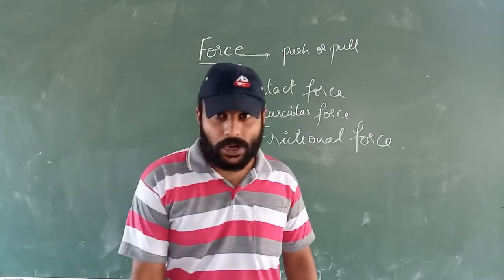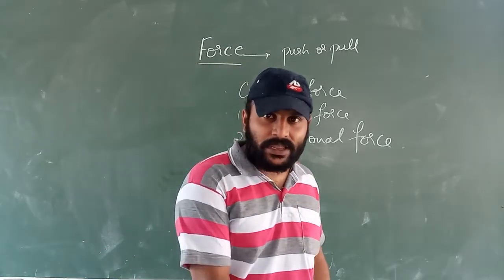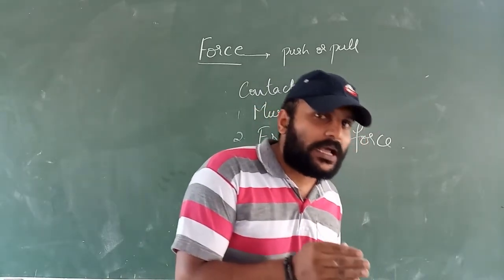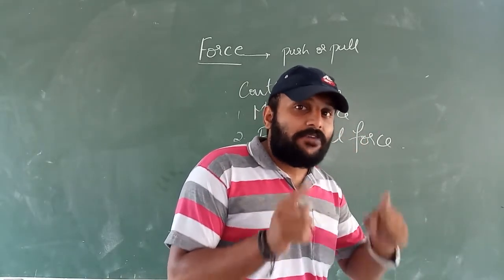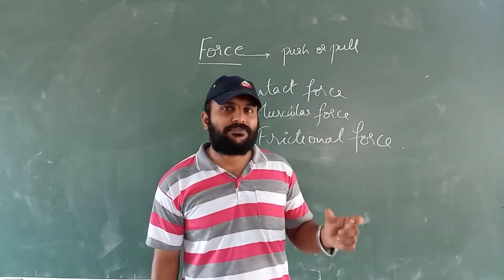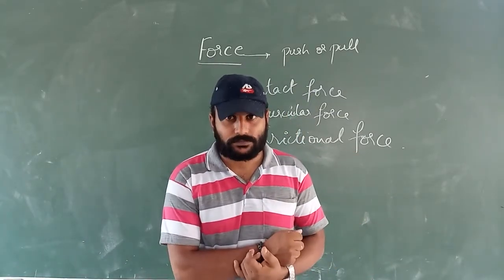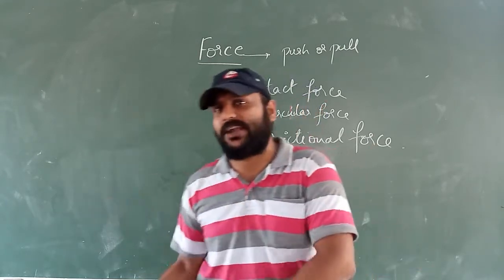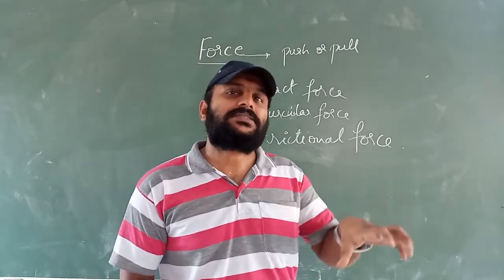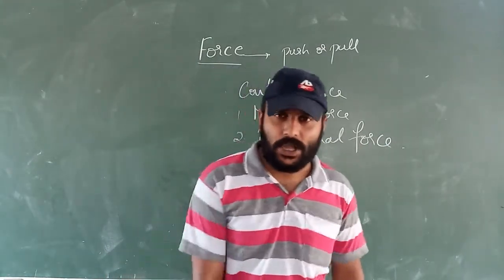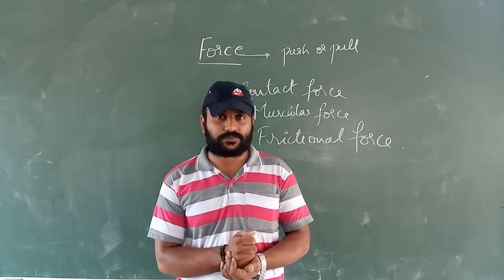You are rolling a ball, and it moves a certain distance. As it goes on moving, it slows down, its speed decreases. It is decreasing its speed means some force is acting opposite to the applied force. On what factor will this force depend? This force depends on the nature of the substance. What is the nature of the substance?